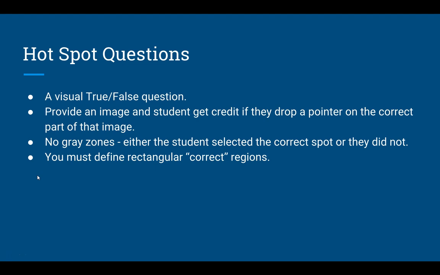There are no gray zones, however, so the student either has to select the actual spot that you selected, or they don't get the answer right. And as of now, the area that's considered correct in a hotspot question has to be defined as a rectangular shape. Hopefully, eventually, ExamSoft will incorporate other shapes into their correct region definition, but right now it does have to be a rectangle.